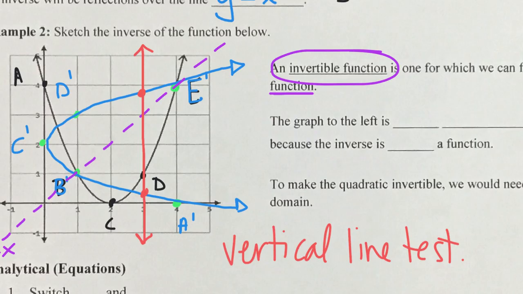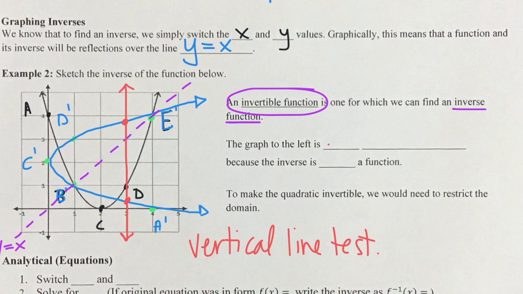That means that the blue graph fails the vertical line test, and it is not a function, or it's not invertible, because the inverse is not a function, right? This graph fails the vertical line test, which means that graph is not the graph of a function. It has two different y values for the same x value, and that makes it not a function.